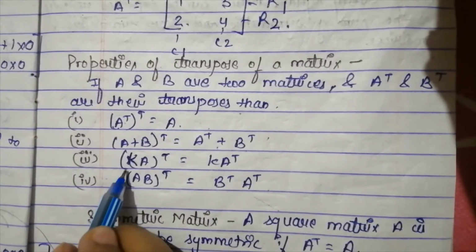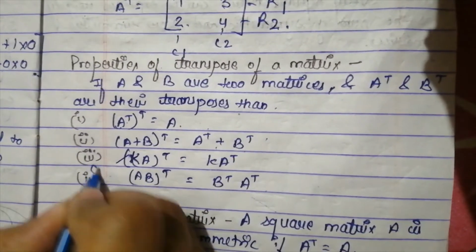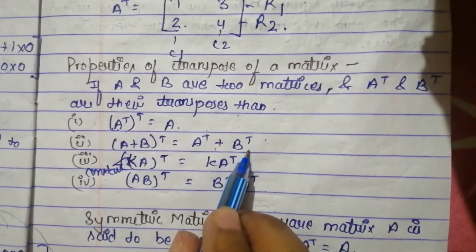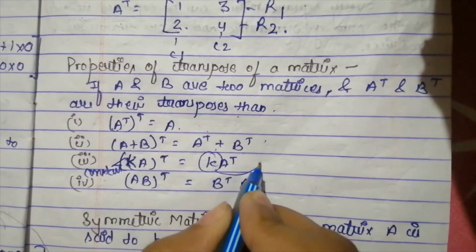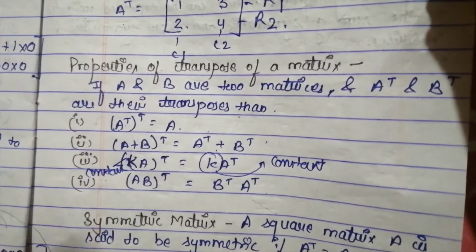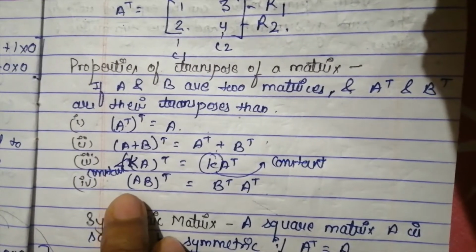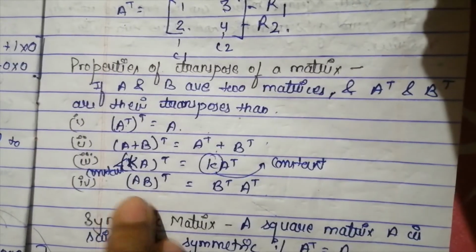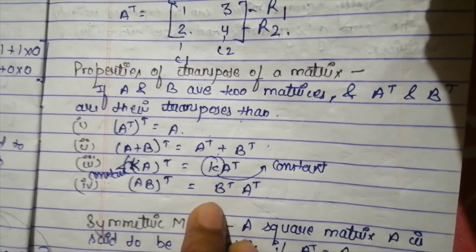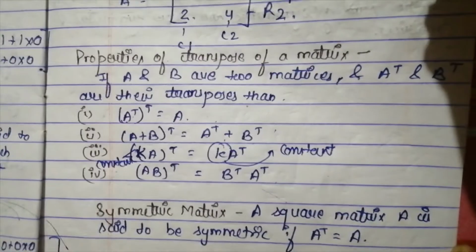Next is if we have kA, then its transpose, where k is a constant, will be equal to k times A transpose. K is taken as it is because it is a constant value, and for any constant value there is no transpose. The next property is we have a multiplication of A into B. Then we take the transpose of the resultant. So it is similar to B transpose multiplied with A transpose. Both results will be the same.